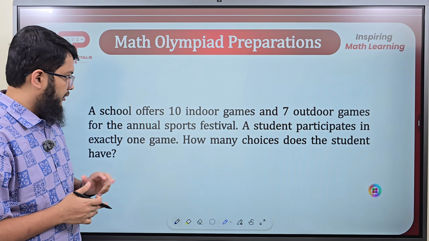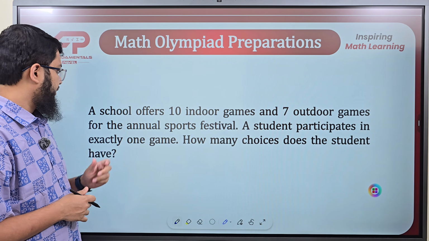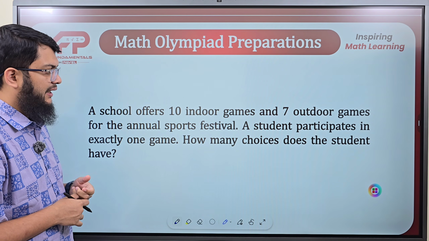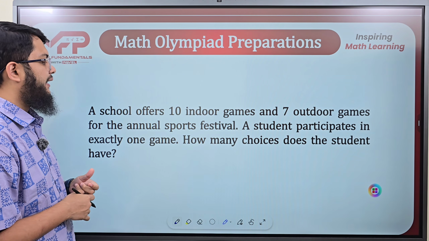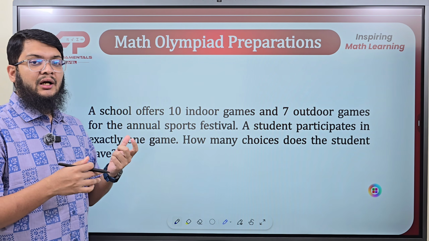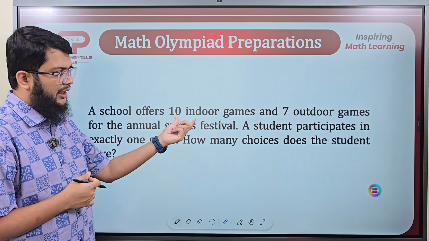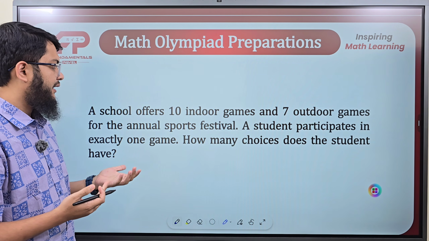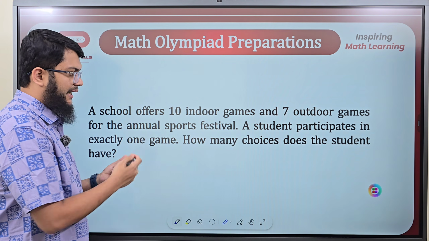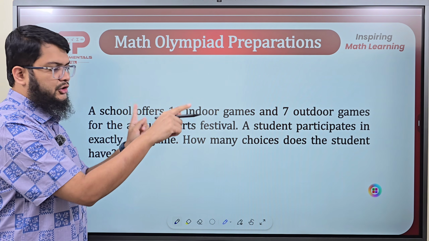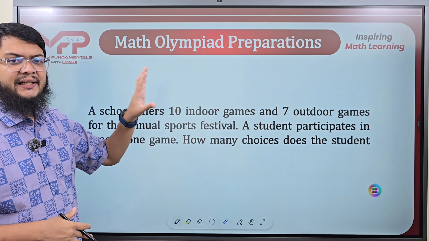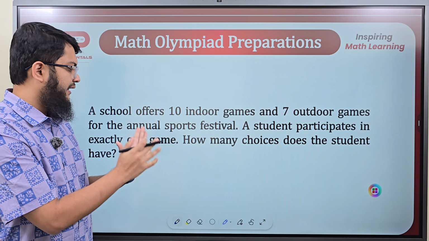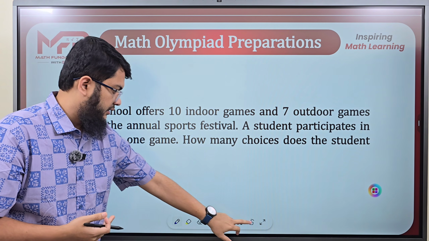This is a similar concept. A school offers 10 indoor games and 7 outdoor games. For the annual sports festival, a student participates in exactly one game. Okay, so he has to choose only one game, either from the indoor games or from the outdoor games. So how many options are there? It's very easy, right? I hope all of you will be able to solve it. Since he has to choose only one item, the options will be added, because if he chooses the indoor games, he has 10 options. If he chooses the outdoor games, he has 7 options. So 7 plus 10, the answer will be 17.